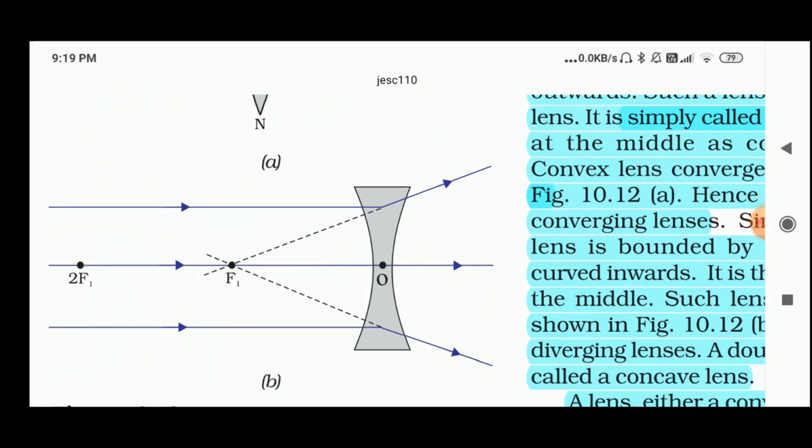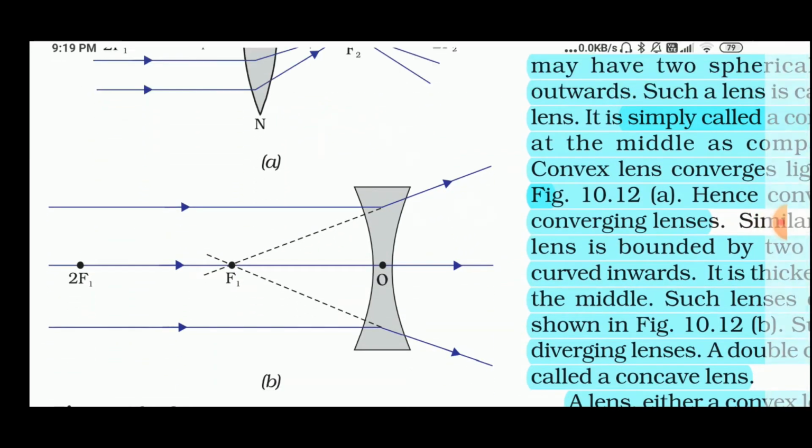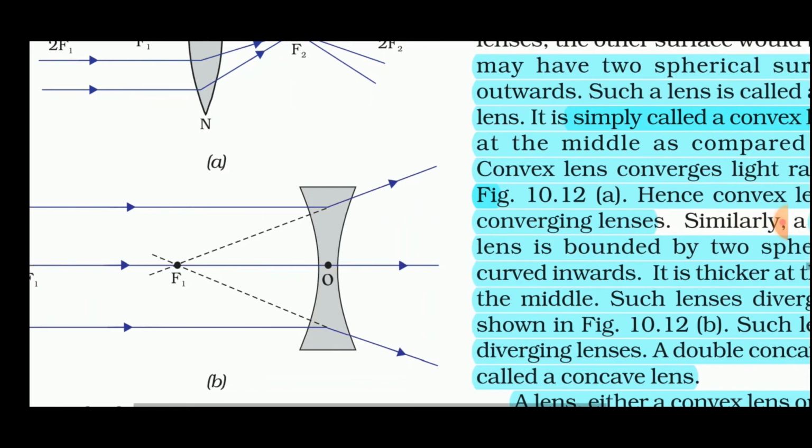In the same way, the concave lens will have the pole of the lens, or the center of the lens, and then it will have the principal focus F1 and the center of curvature 2F1. Again, OF1 is the focal length, which is half the radius of curvature.